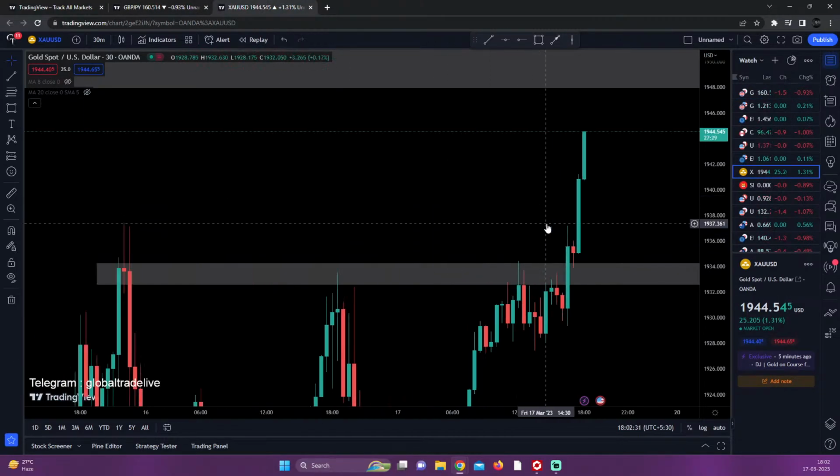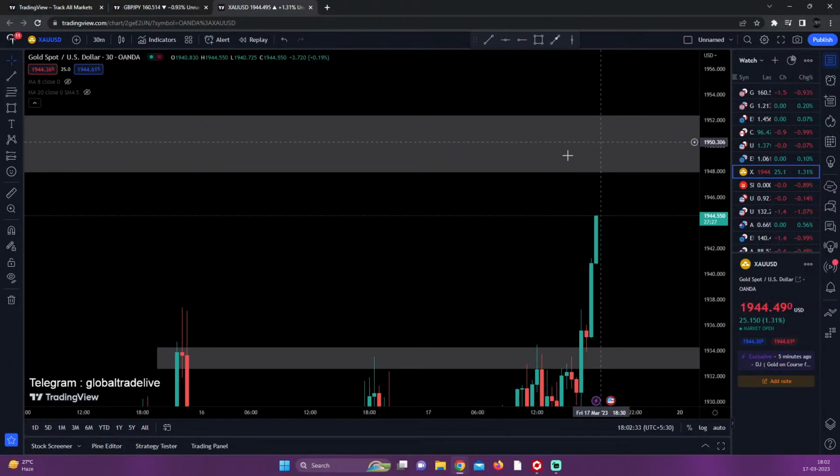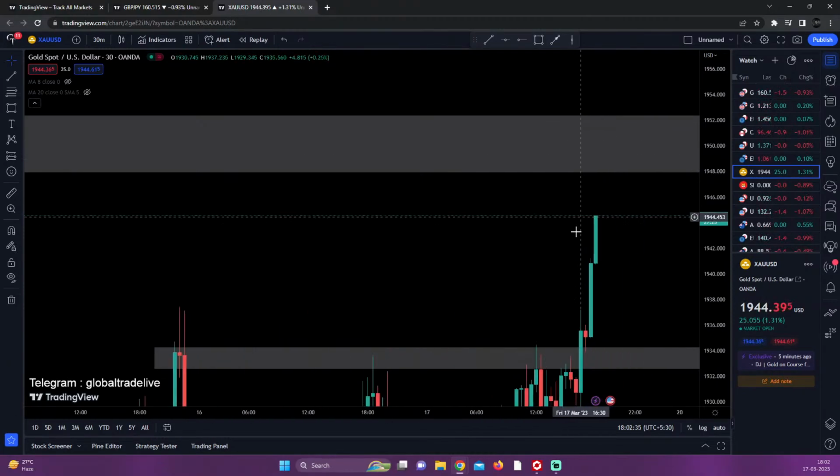Yeah, so the gold will be moving all the way up in this area. No stopping.